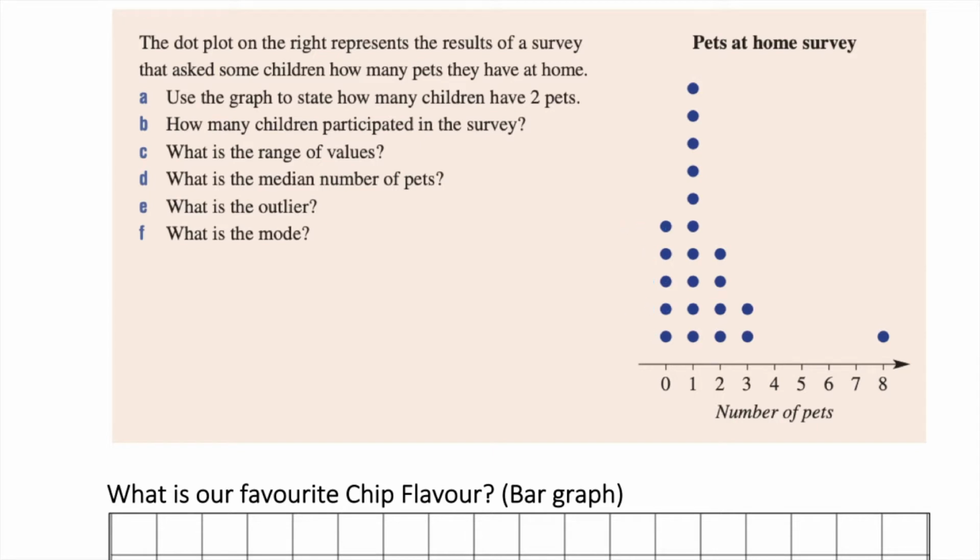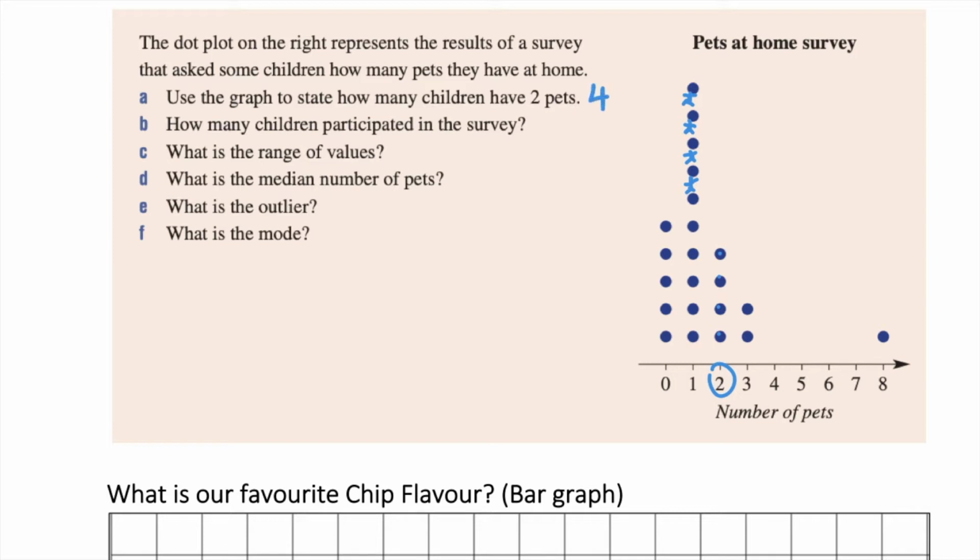So use the graph to see how many children have 2 pets. So how many people had 2 pets? 1, 2, 3, 4. So a good way to think of it is like each dot represents a person, if that kind of helps you understand it better. Oh, look at all the people. So how many people had 2? 4 people had 2 pets.